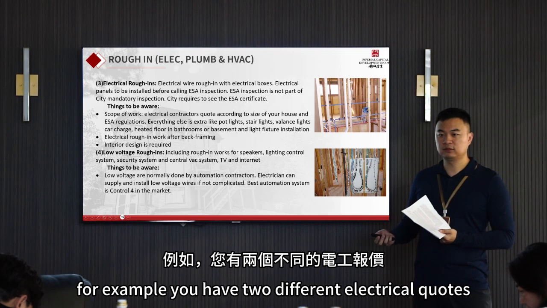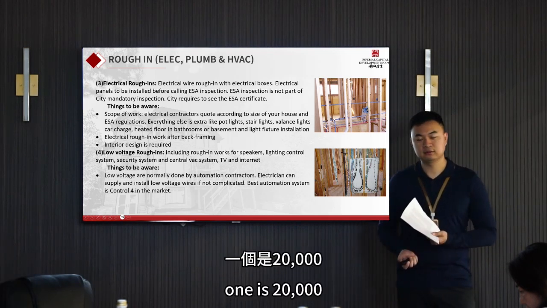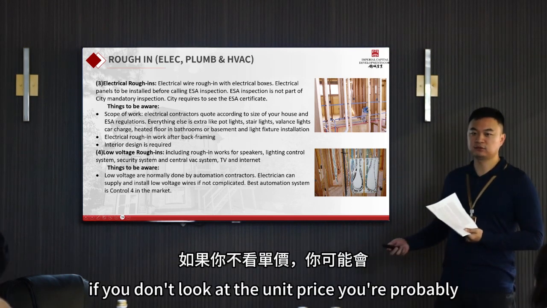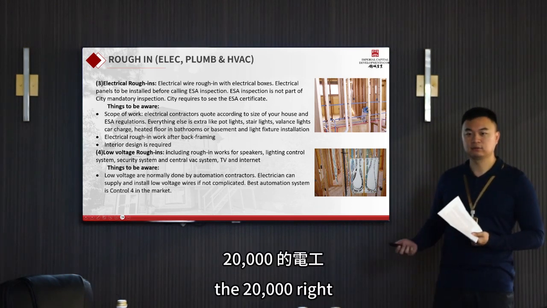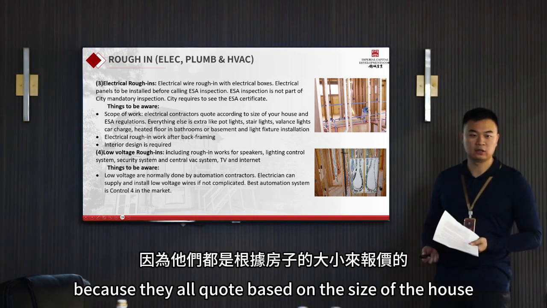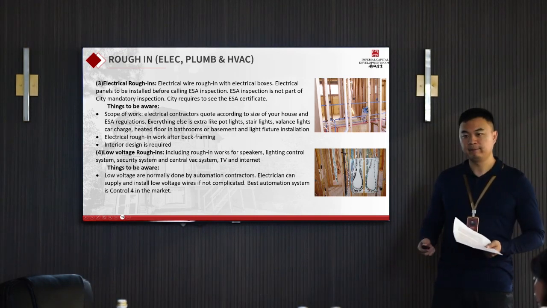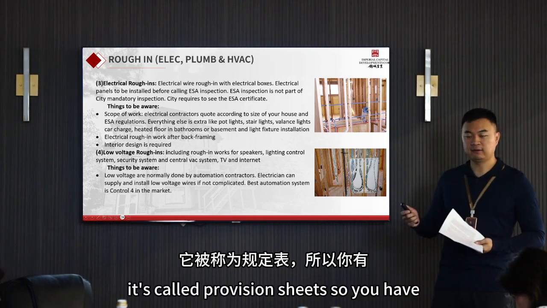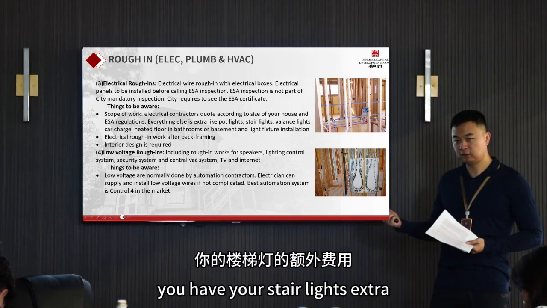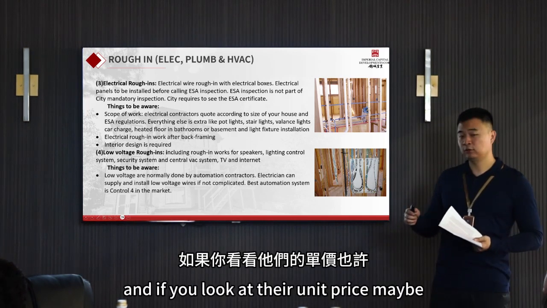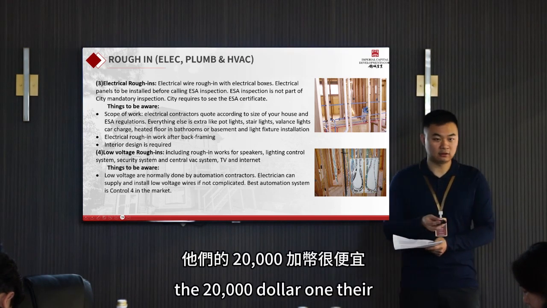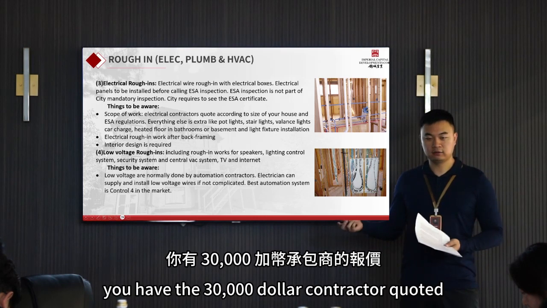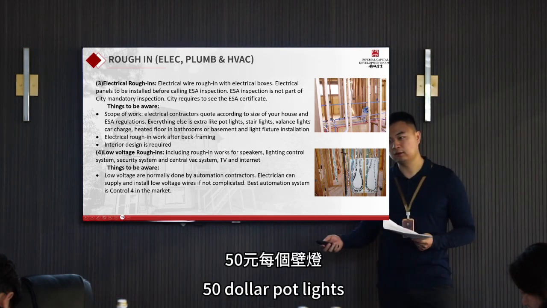For example, you have two different electrical quotes. One is $20,000, one is $30,000. If you don't look at the unit price, you're definitely going to go with the $20,000 one, right? Because they all quoted based on the size of the house and the electrical regulations. But if you go back to the sheets, called provision sheets, you have your pot lights extra, your stair lights extra. If you look at their unit price, maybe the $20,000 contractor's pot lights are $100 per pot light, while the $30,000 contractor quoted $50 per pot light.